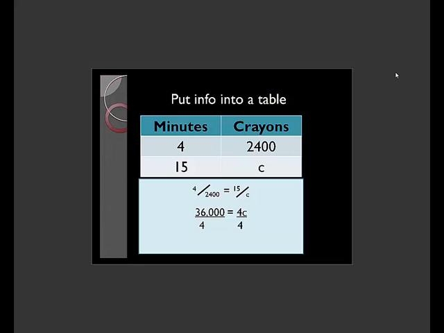And 36,000 divided by 4 is 9,000. And that is equal to c. So that's the amount of crayons that can be produced in 15 minutes.